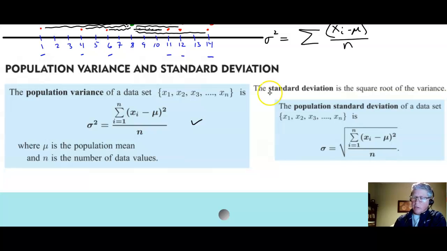So there's another thing called the standard deviation. And the standard deviation is just the square root of the variance. So once you find the variance, then you take the square root and you get another statistic. A statistic is just a number that represents the data. That also kind of represents the spread.